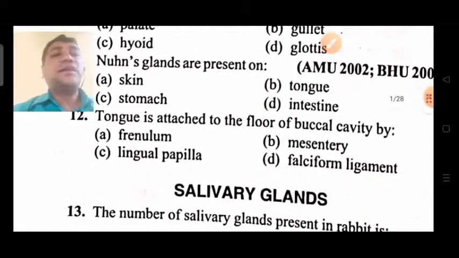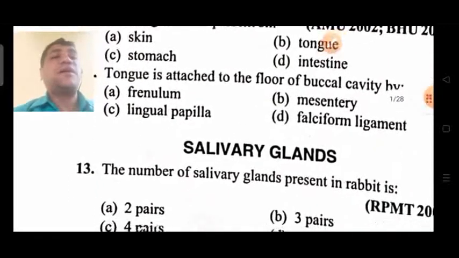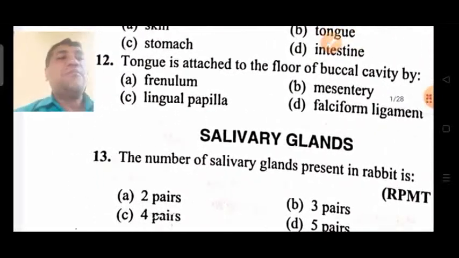Next, the 12th one. The tongue is attached to the floor of the buccal cavity by frenulum, mesentery, lingual papilla, or falciform ligament. So mesentery is related to the alimentary canal, when it is divided into two equal parts, that is called mesentery. Lingual papillae are concerned with the taste buds, the papillae present on the tongue.